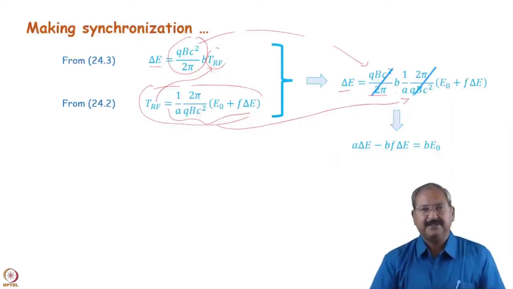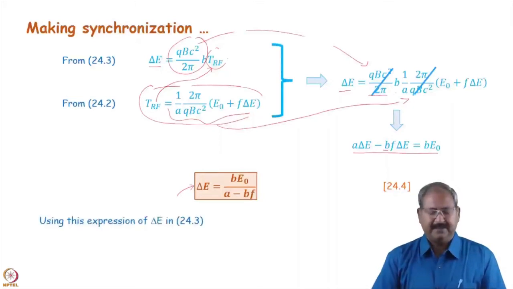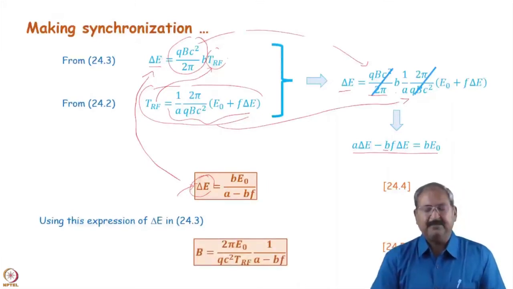Means we have two integers, first A for making the synchronization for the first orbit, and another B for synchronization of the change in revolution time in consecutive orbits. So this relation gives you the relation between A and B. So now you can get that change in energy per turn, or when the particle passes through the RF cavity, is given by B E0 by A minus B. This change must occur, then only B TRF can be synchronized with the change in revolution time. And using this delta E in this expression, you will get the required magnetic field of the microtron. So delta E depends on A minus B, and the magnetic field also depends on A minus B.